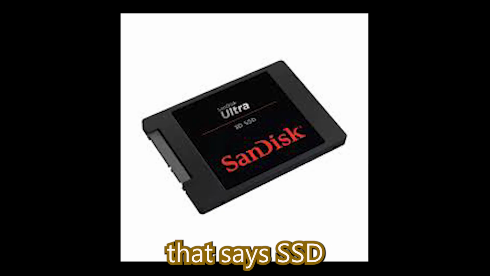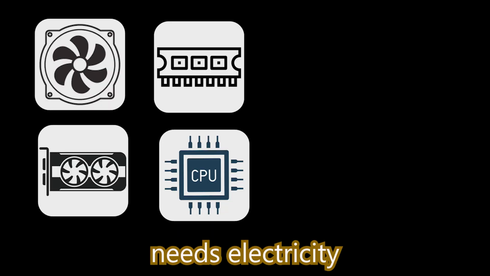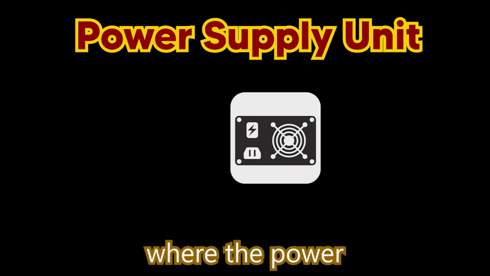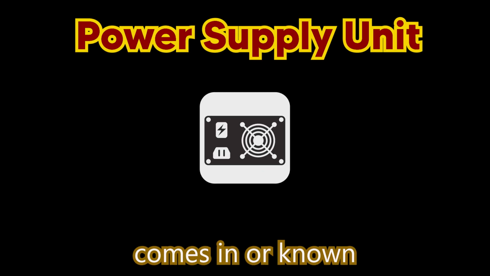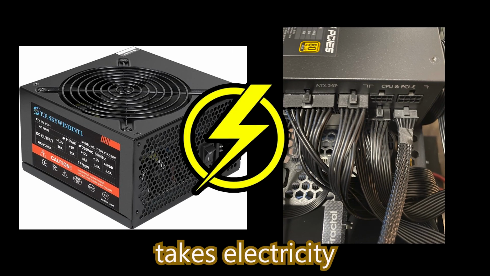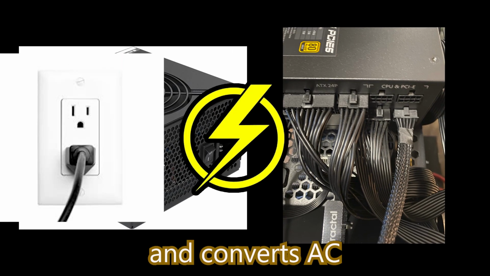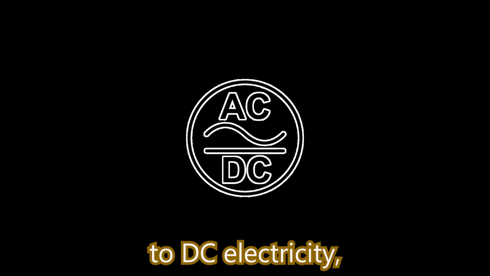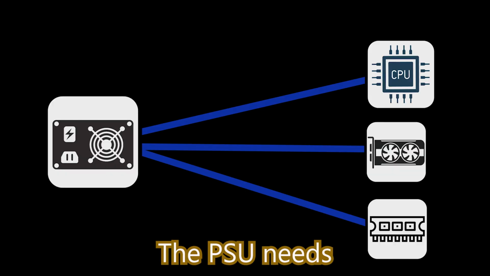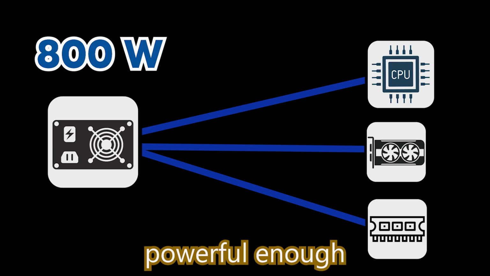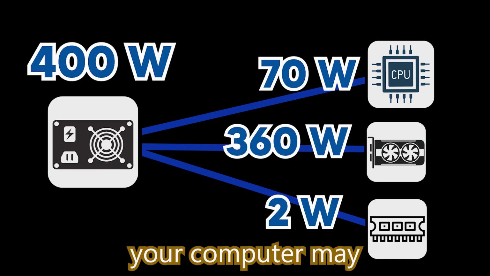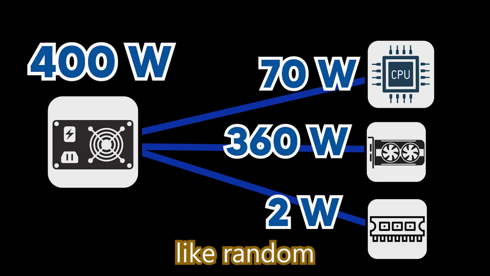All PC components need electricity to function, except for the case, which is where the power supply unit comes in, also known as the PSU. This box thingy with a bunch of cables takes electricity from your wall and converts AC to DC electricity. Then it splits the power to different components in the computer. The PSU needs to be powerful enough to supply all components. If there isn't enough wattage, your computer may experience issues like random shutdowns.